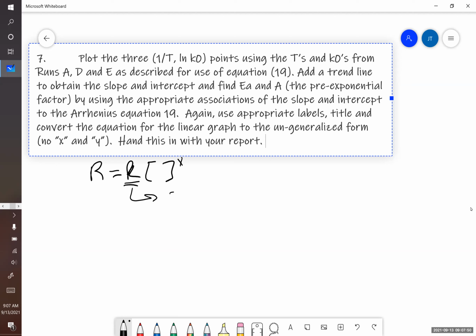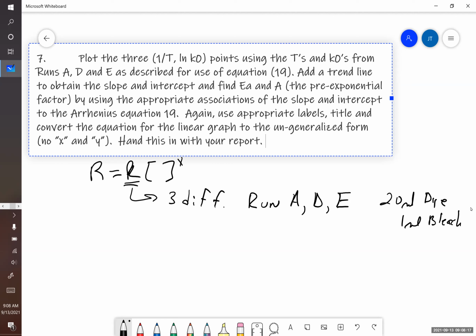So we have 3 different situations of temperature, but they all have the same concentration. So that's for the runs A, D, and E. They all have 20 mils of the dye and 1 mil of the bleach. So it's the same concentration, they're just different temperatures. This guy, A, is the room temperature, D was your cold run, and E was your hot run.